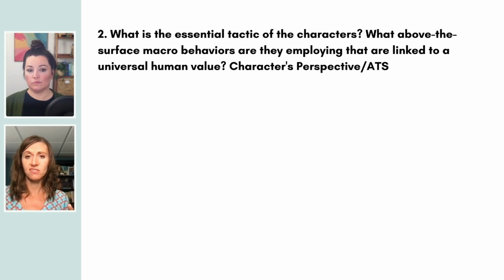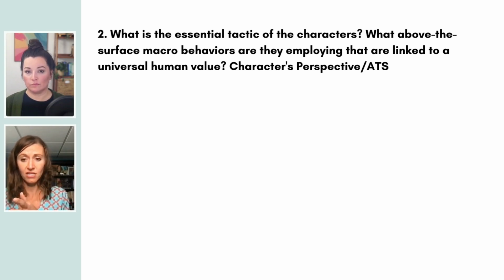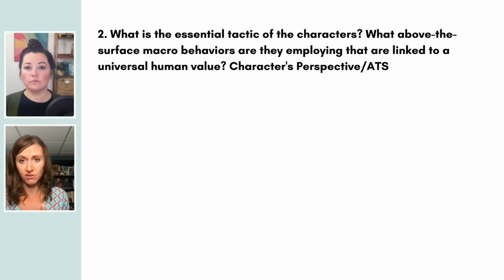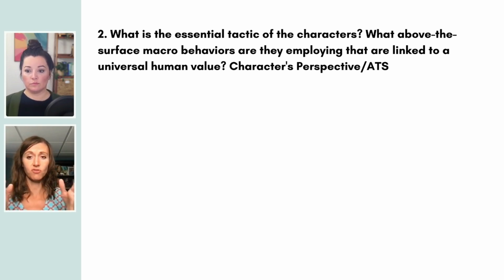When you're looking at the question itself, we label this as what is the essential tactic of the character? What above the surface macro behaviors are they employing that are linked to the universal human value? So to phrase that, like what is the value change, that literal change, right? And how is the character going to be forced to make a decision that's going to help them change where they are internally and how they are seeing something? How are they starting? Where's their mindset at the beginning? Where is it at the end?